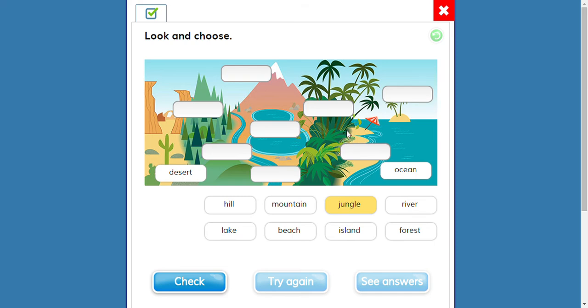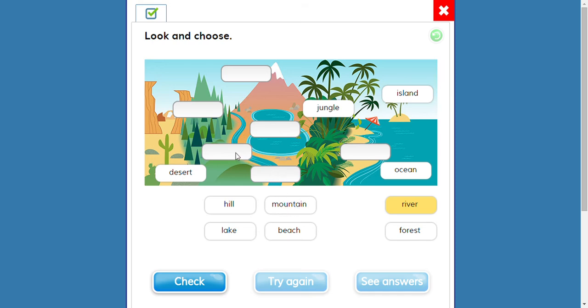Where are the plants? Perfect. What about the island? Yes, here is the island. Okay, let's continue. Let's continue with river. What is the river?